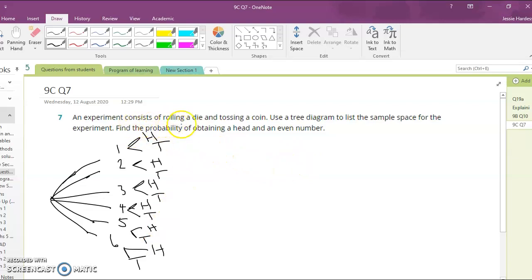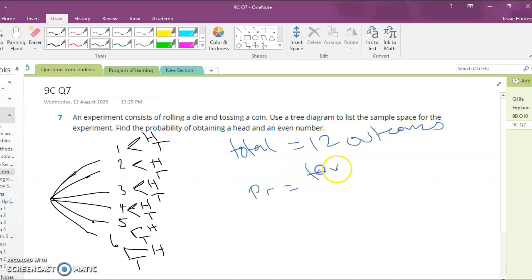So find the probability of obtaining a head and an even number. Okay, so we've got 12 possibilities that could happen. So my total is equal to 12 outcomes. Okay, so we know that probability is equal to favorable over total. So this is going to be the probability of a head plus an even, all right, is going to be equal to something over 12.